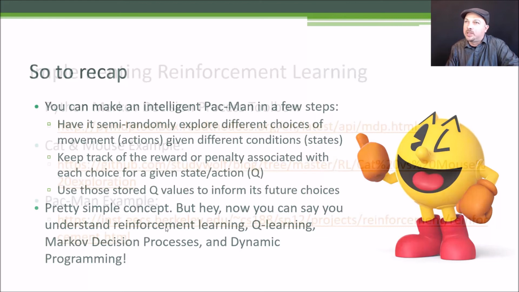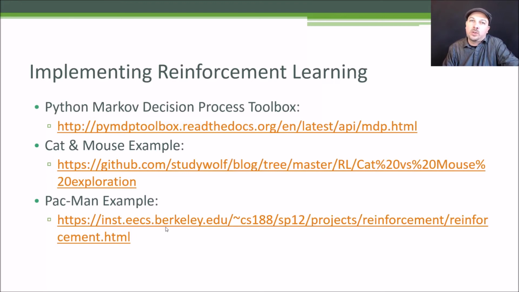If you want to go look at it in more detail, here are a few examples you can look at that have some actual source code you can look at and potentially play with. So there's a Python Markov decision process toolbox that, you know, wraps it up in all that terminology we talked about. There's an example you can look at, a working example of the cat and mouse game, which is similar. And there's actually a Pac-Man example you can look at online as well that ties in more directly to what we were talking about. So feel free to explore these links and learn even more about it. But that is reinforcement learning in a nutshell.